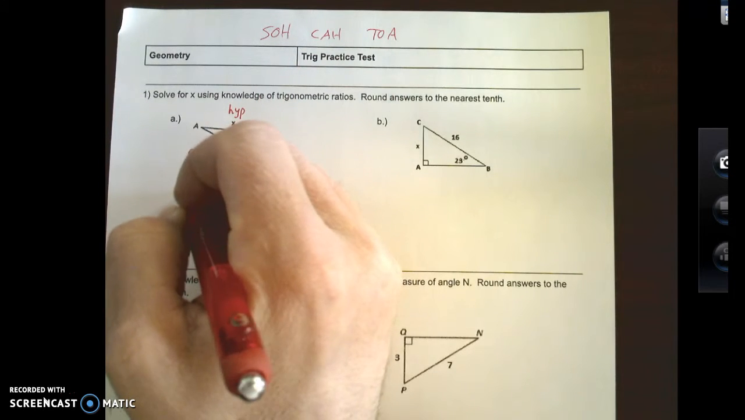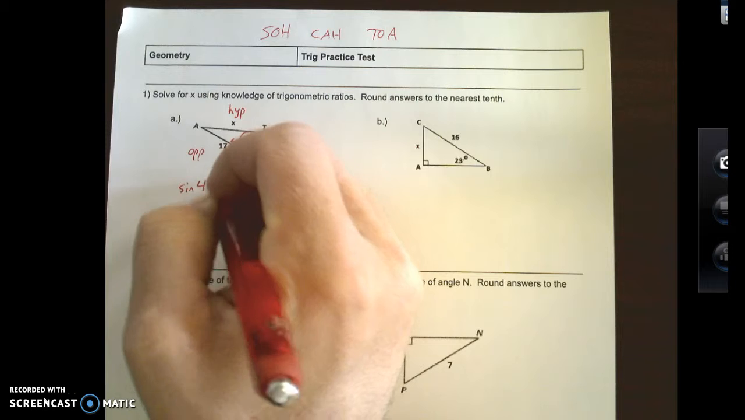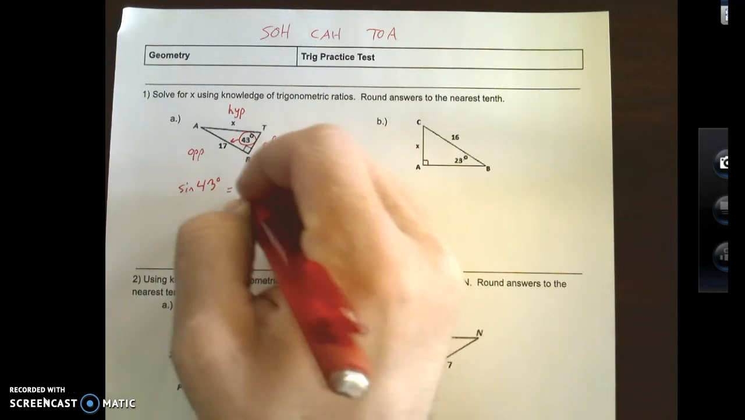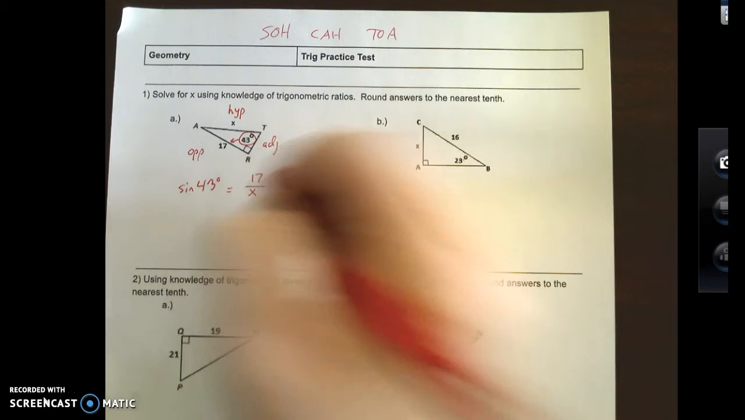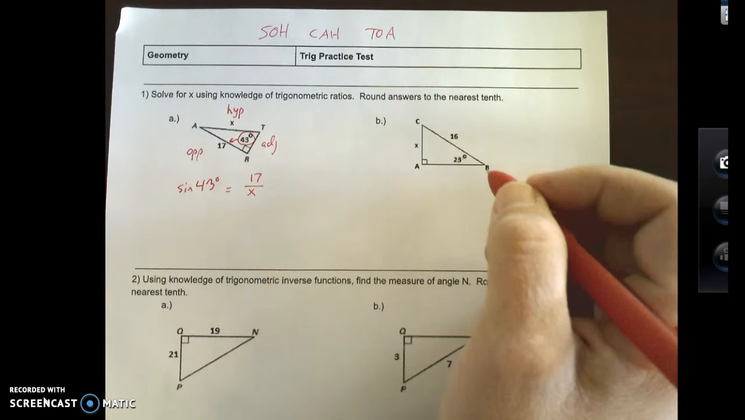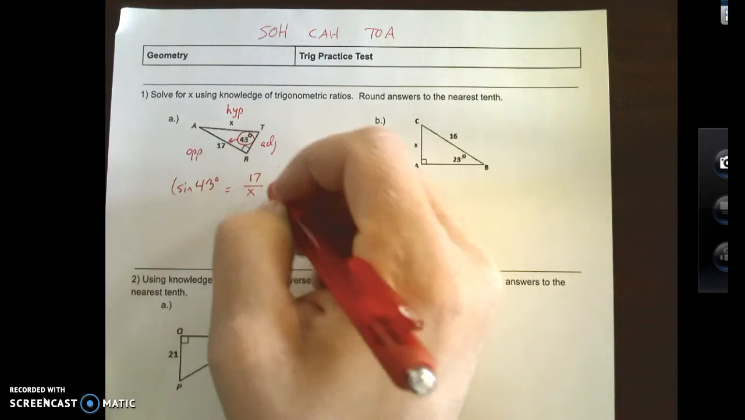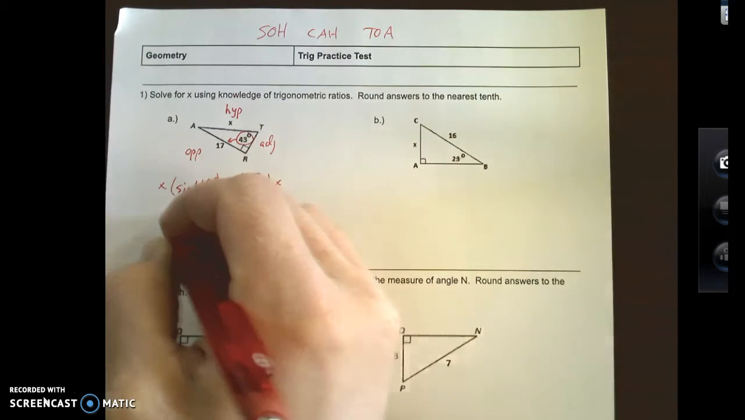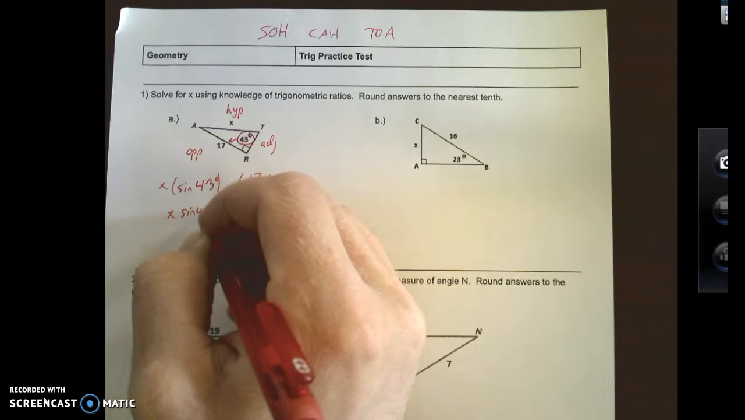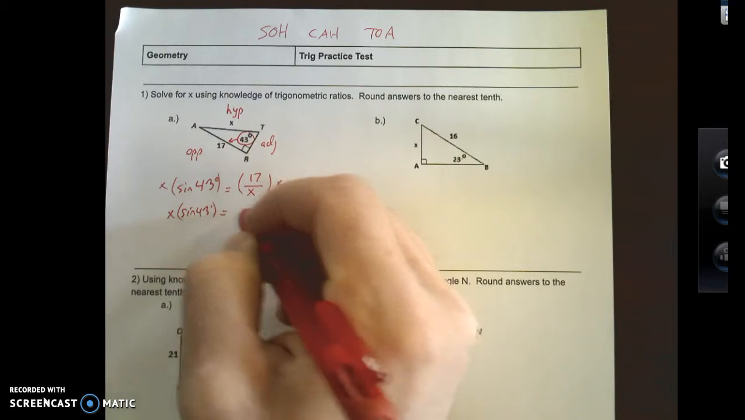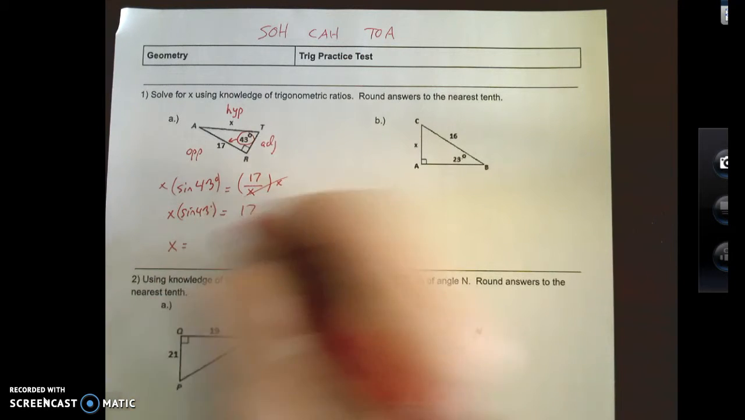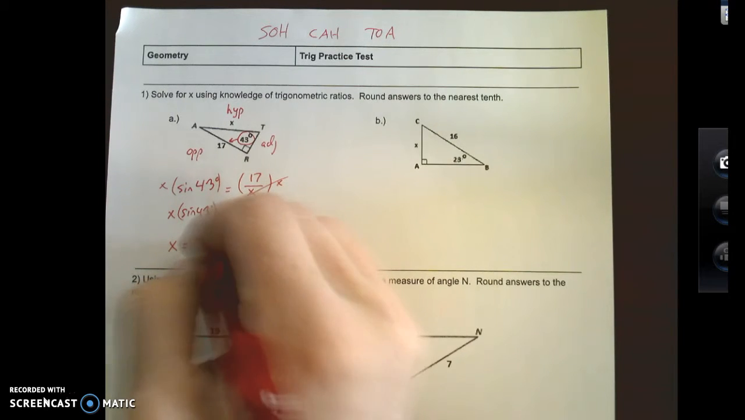So sine of 43 degrees, it's always of your angle, equals O, which in this case is 17, over H, which is x. Please note where the x is. X is in the denominator. So technically what I'm doing here is multiplying both sides by x. That gives me x sine 43 degrees equals 17, because the x's cancel out. And to get x by itself, I'm going to divide by sine 43.